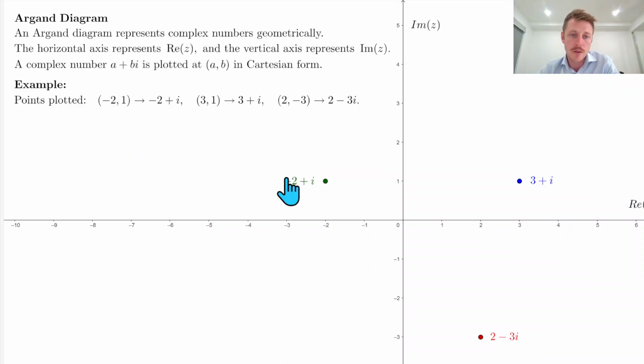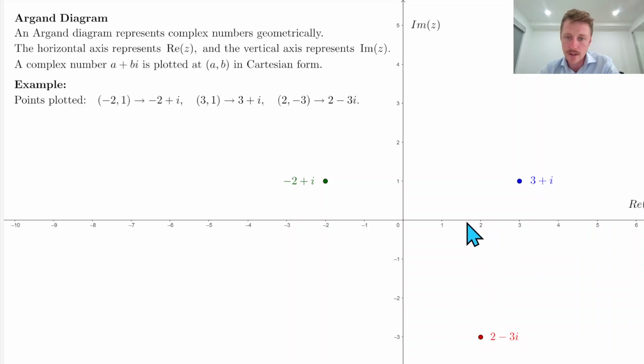So for example, I think it'll make sense if I show you these. The point negative 2, 1, I think you would agree in Cartesian form is over here. But in complex number land, this corresponds to the real component being negative 2 and the imaginary component being positive 1. So that corresponds to this spot here. Similarly, this one over here, 3 plus i, we've got a real component of 3 and an imaginary component of 1. So it's 3 plus i.